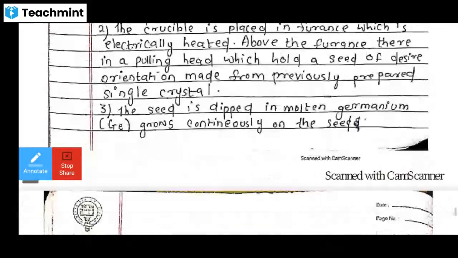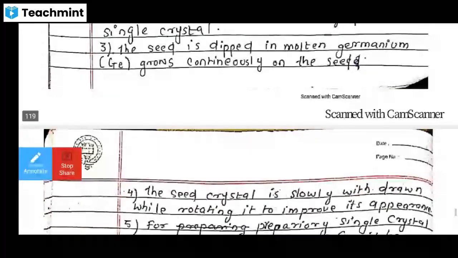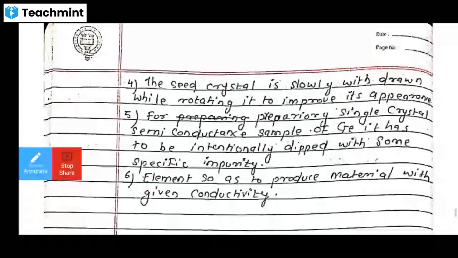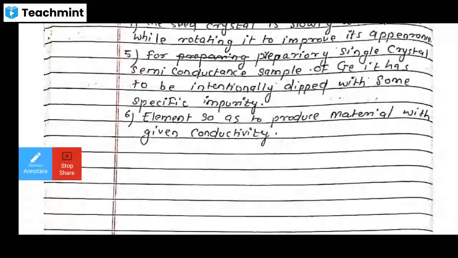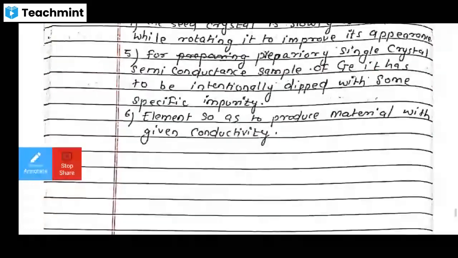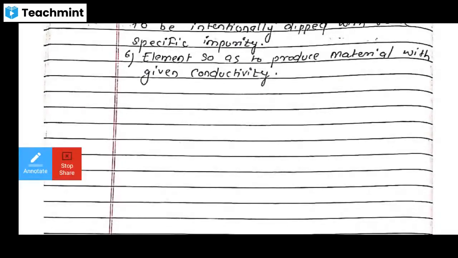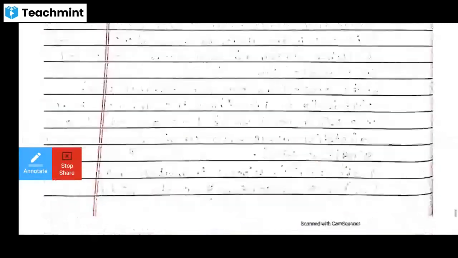Above the furnace, there is a pulling head which holds the seed of the desired orientation, made from a previously prepared single crystal. The seed is dipped in the molten germanium and the crystal grows continuously on the seed. The seed crystal is slowly withdrawn while rotating to improve its appearance, for preparing single crystal semiconductor germanium. It has to be intentionally doped with some specific impurities to produce the material with the given conductivity. So this is all about the germanium family.